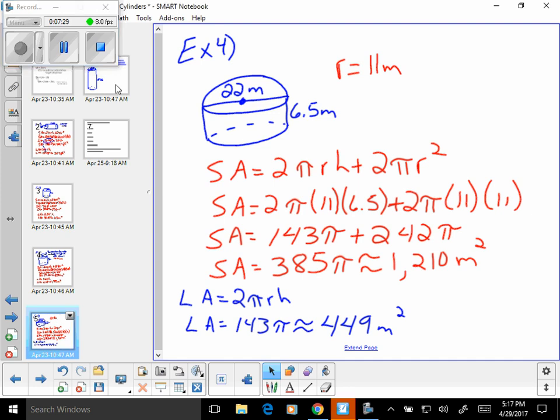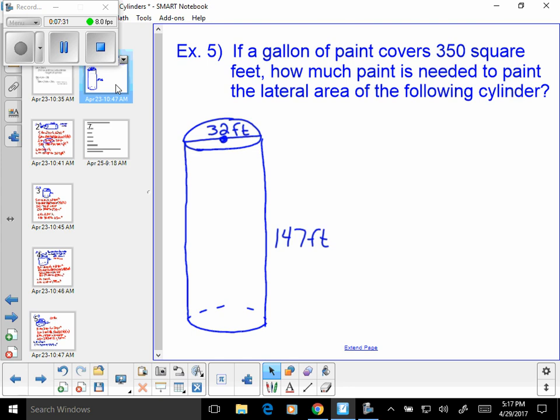Now our last example is going to be a practical application of how this is used. They tell us that a gallon of paint is going to cover 350 square feet. I need to know how much paint is needed to paint the lateral area of the following cylinder. Now this is where you have to read carefully. You'll note that it does not say surface area, it says lateral area. So I don't need the whole formula, I need the lateral area formula, which is 2 pi rh.